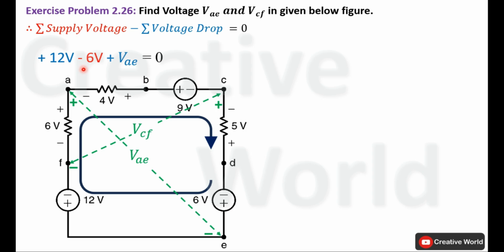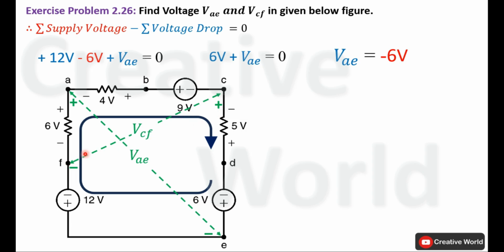Plus 12 volt minus 6 volt plus VAE is equal to 0. Inside this equation, we only have one variable VAE and we are interested to calculate its value. So we will subtract 6 from 12. The equation will become 6 volt plus VAE equal to 0. Now place this 6 volt on the other side of equal to calculate the value of VAE, that will become minus 6 volt. Now we will try to find voltage VCF between these 2 points.